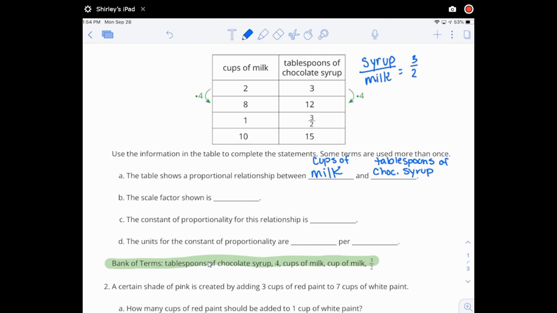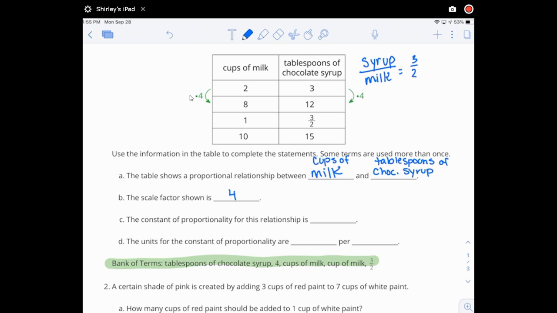The scale factor shown is, and again, scale factor is going from one recipe to the next. So what is my scale factor that is making my recipe larger? That scale factor is 4. Scale up from recipe 1 to recipe 2 by multiplying by 4.